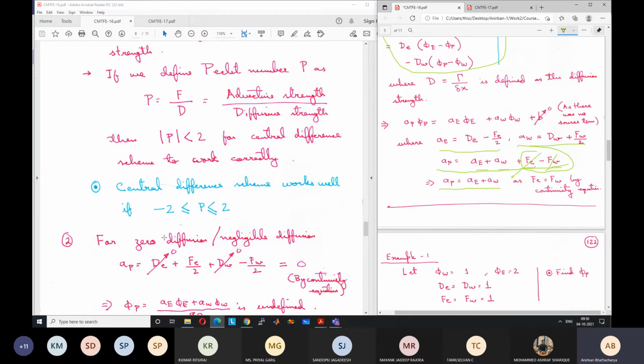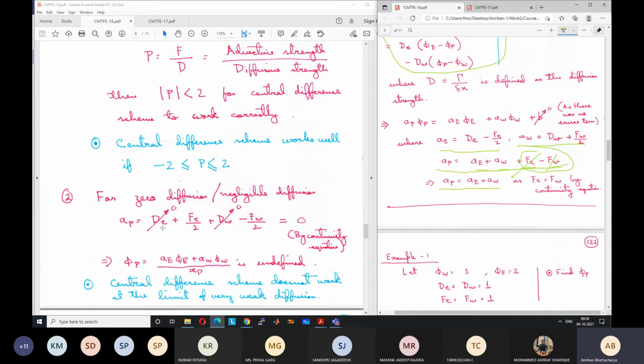Okay, Peclet number. There is another problem which is related to the first problem only. There can be some cases where the diffusivity is very small, so the diffusive strengths are almost negligible. So in that case, AP is equal to, how have we defined AP?